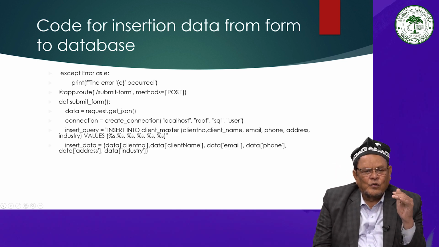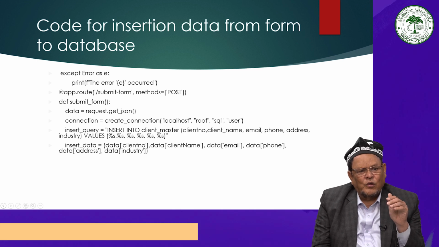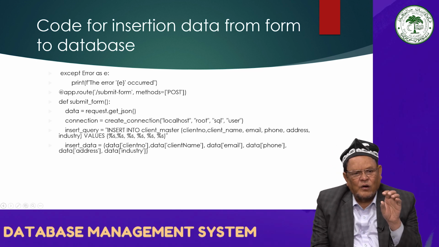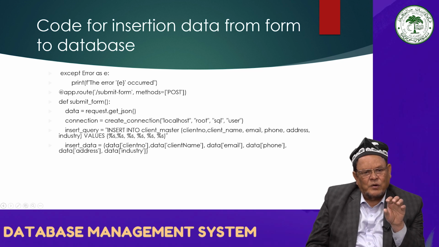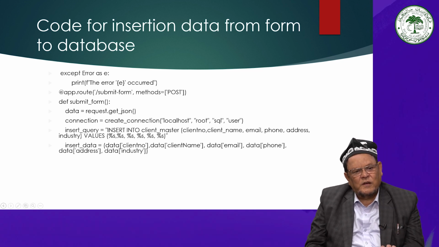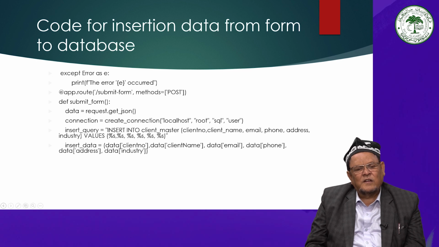Then you have to insert the values. How will you insert data? The data will be taken from that. How? The first data is client number. The second data is client name. Third data is email. Fourth data is phone number. Fifth data is address. Sixth data is the industry, and then it is closed. In this way, it will take the data and you can insert that.